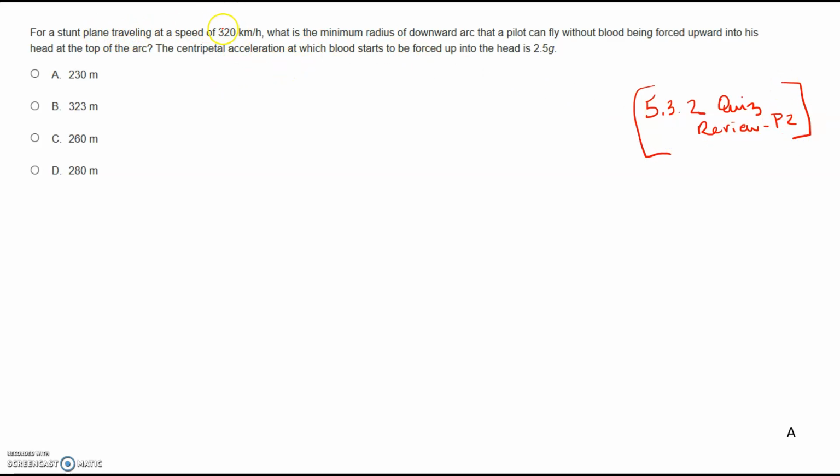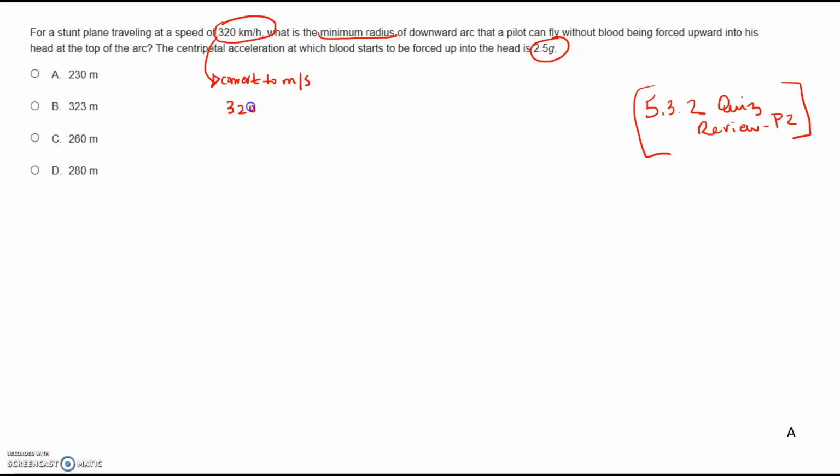It says for a stunt plane traveling at a speed of 320 kilometers per hour, what is the minimum radius of downward arc that a pilot can fly without blood being forced up into his head at the top of the arc? The centripetal acceleration at which blood is forced up into the head is 2.5 times gravity. So let's find some things out. The first thing we need to do is convert this to meters per second.